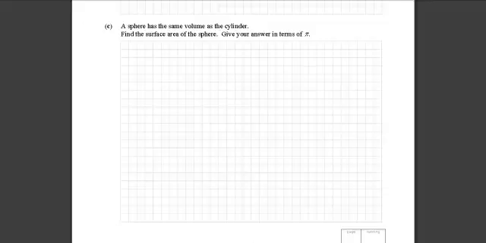So just check the question again. A sphere has the same volume as the cylinder. So we worked out what the volume of the cylinder was in part B. Find the surface area of the sphere. So if a sphere has the same volume as the cylinder, then that sphere would have a radius of 15 millimeters. So then if you want to find the surface area of a sphere with a radius of 15 millimeters, you just plug 15 millimeters into 4 pi r squared, and that gives us our answer. So we're done.